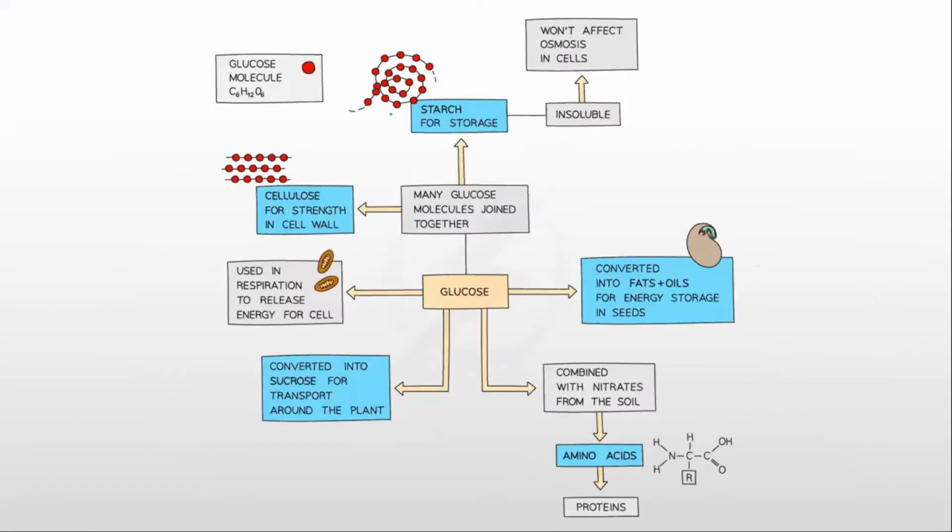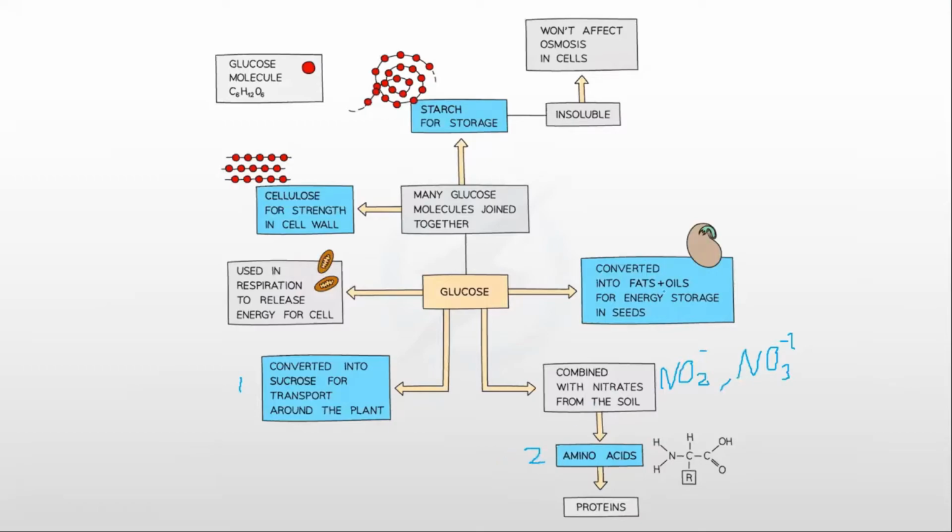So we have the molecule of starch. So we have glucose over here. Now glucose can be converted into sucrose for transport around the plant. That is the first function of glucose. It can be combined with the nitrates from the soil. Now nitrates contain NO2 or NO3, and they would further form amino acids, the second function of glucose.